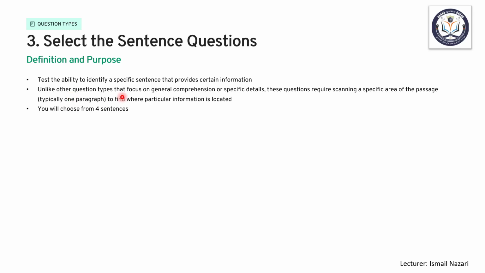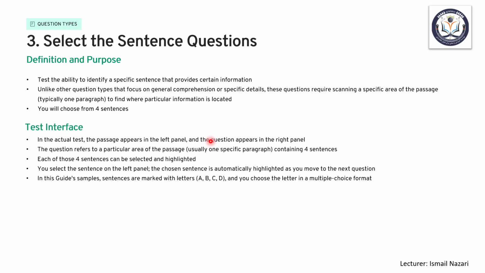Unlike other question types that focus on general comprehension or specific details, select the sentence questions usually focus on scanning a specific area of the passage in order to find the sentence which has exactly the same information, the same particular point, based on the sentence given. So we will have to choose from 4 sentences, and the right one is the one that gives the similar information or the same point of view based on the sentence which is given to us.